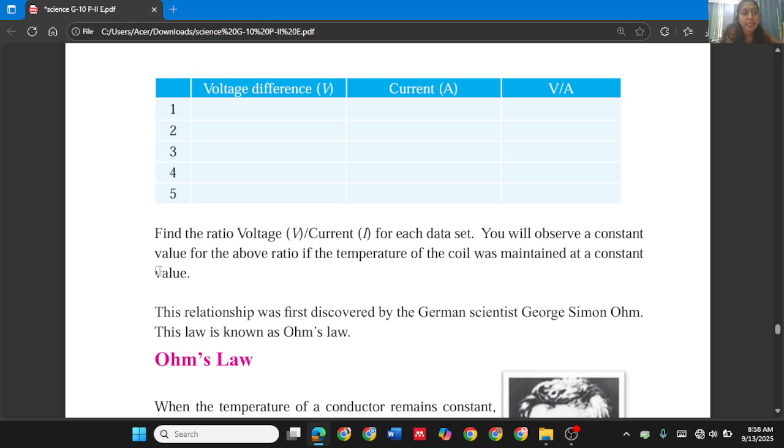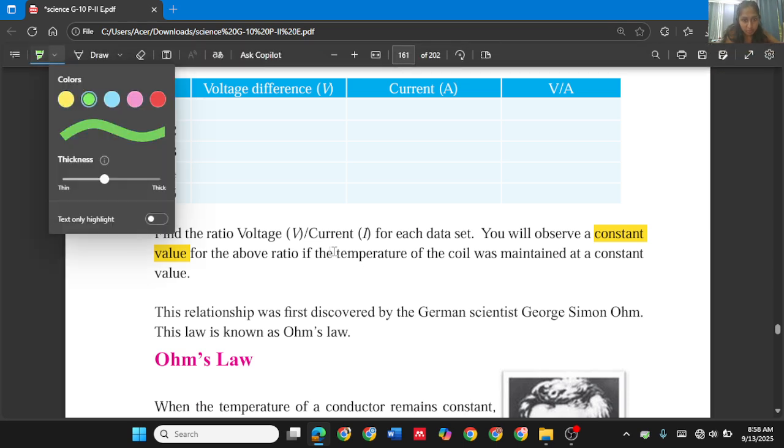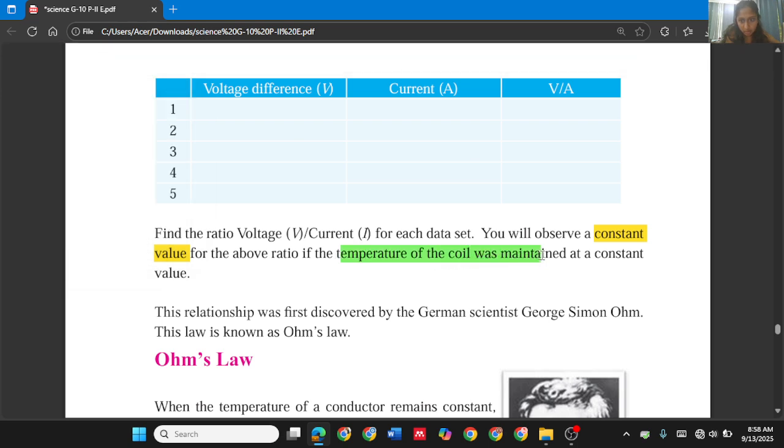So you have to write down the observations you get for the ammeter reading and voltmeter reading. Find the ratio of voltage to current for each data set. You will observe a constant value. This is the important thing which you have to highlight: a constant value for the above ratio if the temperature of the coil was maintained at a constant value. What you have to remember here is that the temperature of the coil was maintained constant. That's why we quickly switch on, quickly switch off and quickly take the readings.